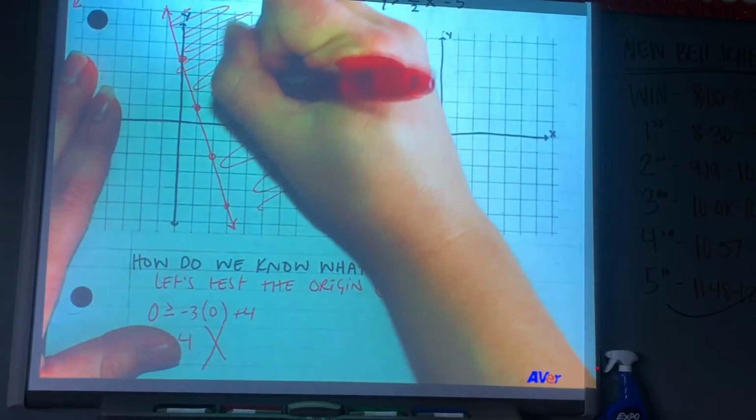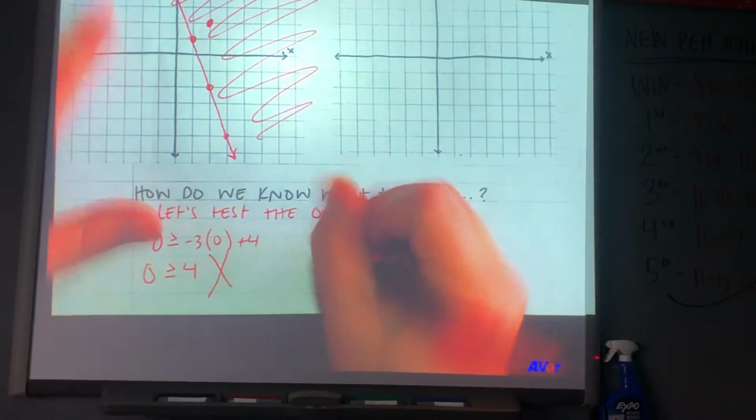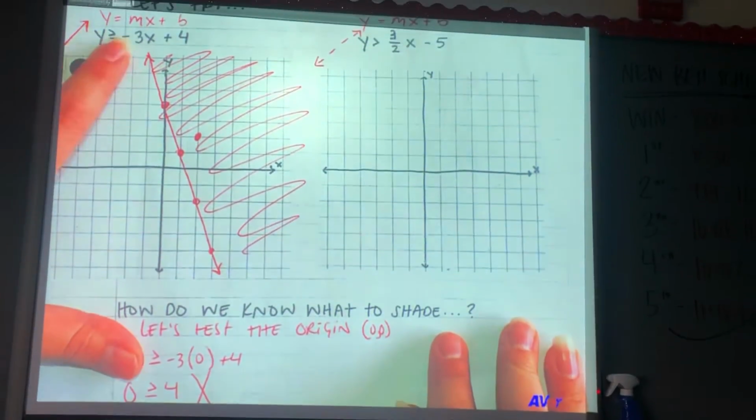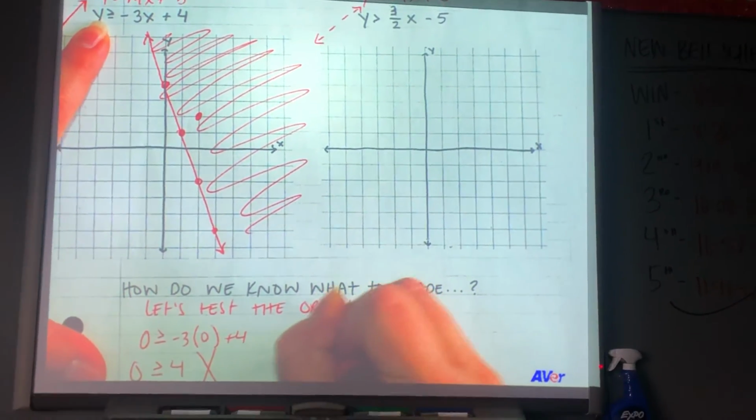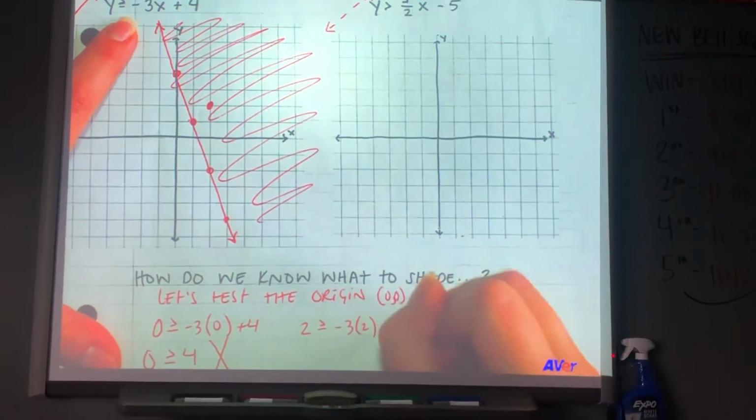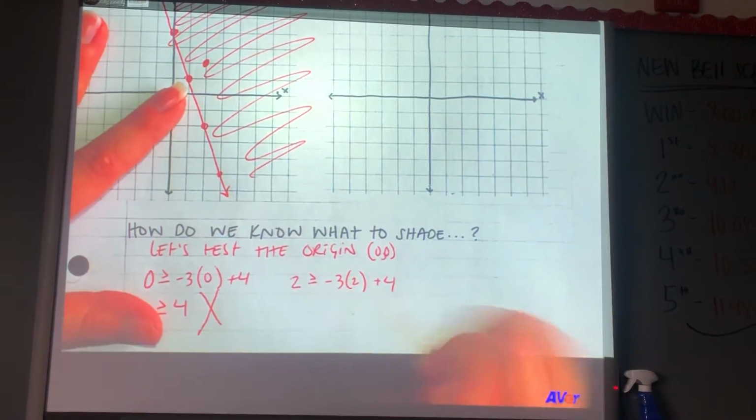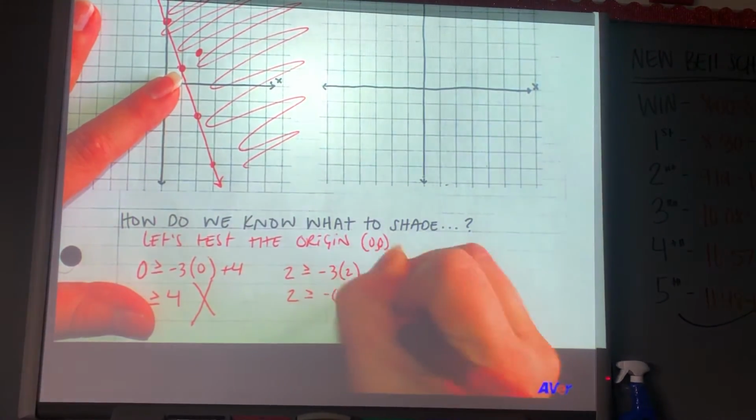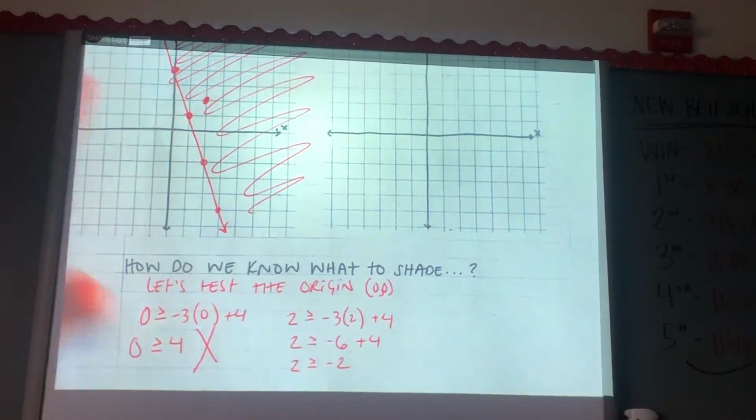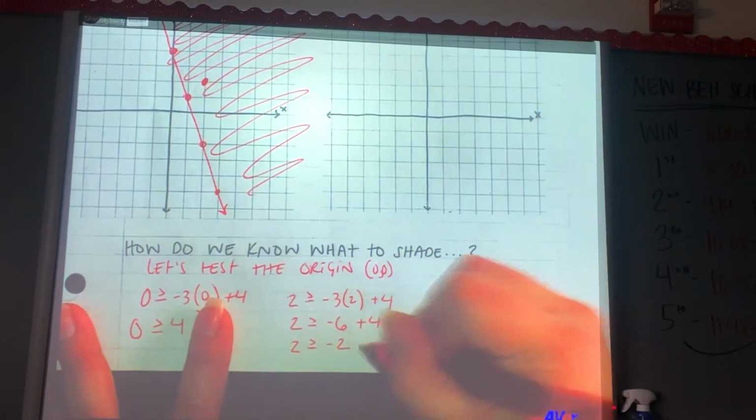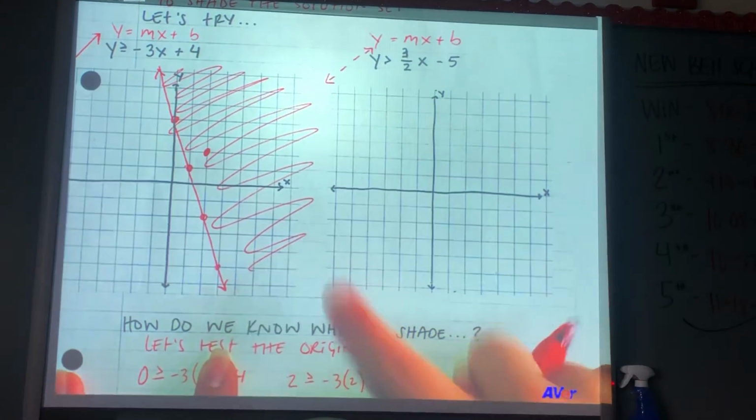Let's pick a point over here, like 2, 2. I'm going to show you that it will work in my equation. So I'm going to take the original y = -3x + 4, and change them for 2's. So I have 2 greater than or equal to -3 times 2 plus 4. I know that -3 times 2 is -6, and -6 plus 4 is -2. So that says -2 is greater than or equal to -2. And that is a correct statement, which means that this point worked. It didn't matter which coordinate we would have chosen over here, it would have worked.